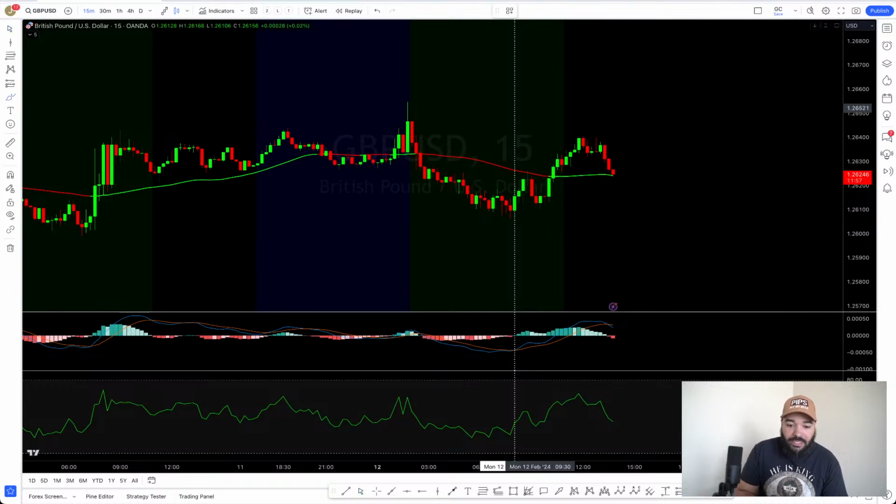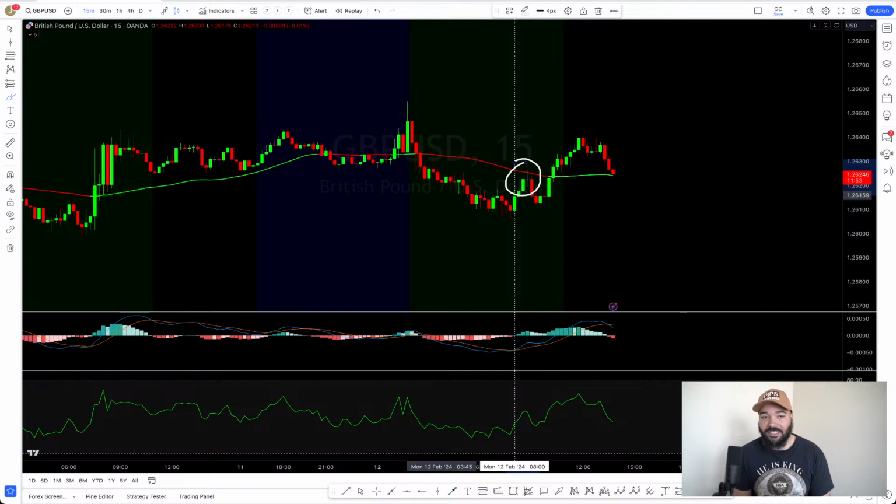So really on the retest, this is all you got. This is the retest right here that I just circled on the chart.